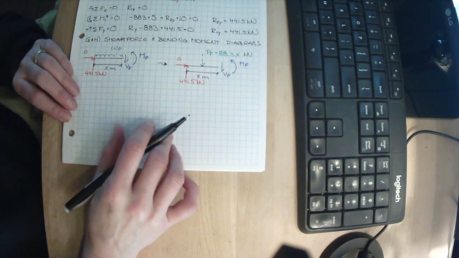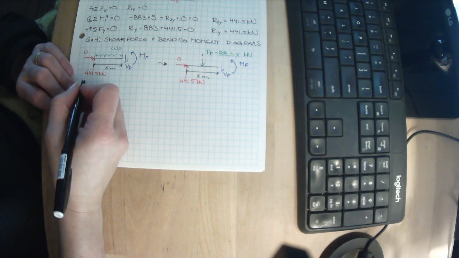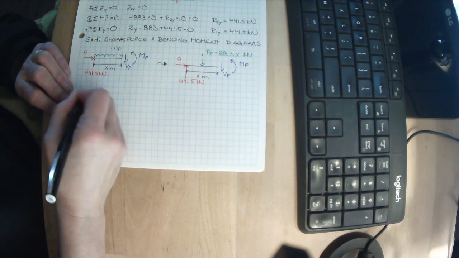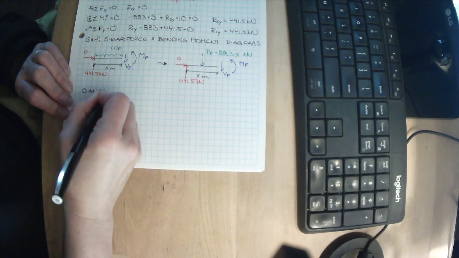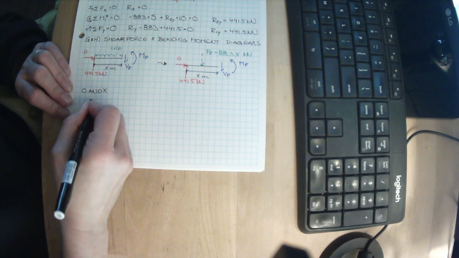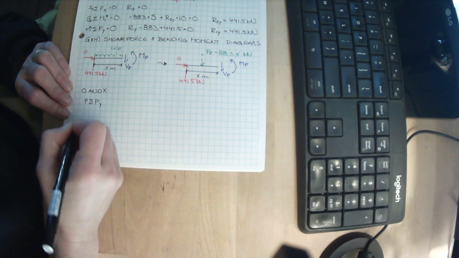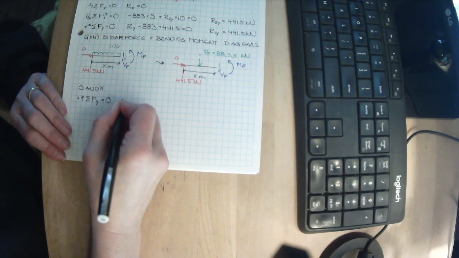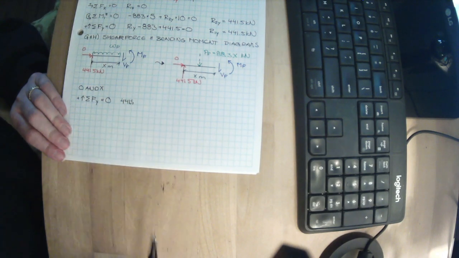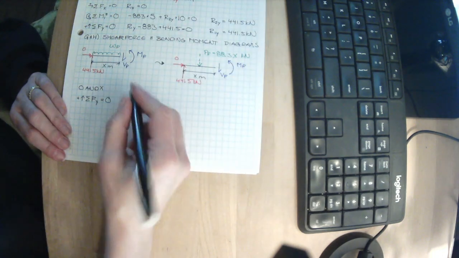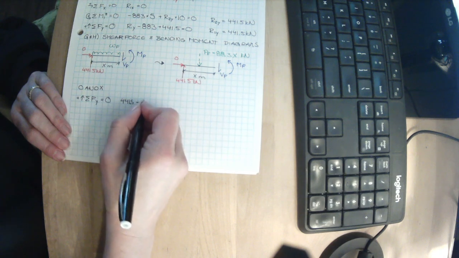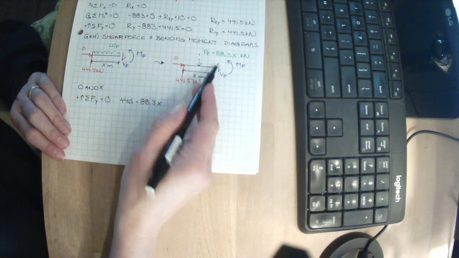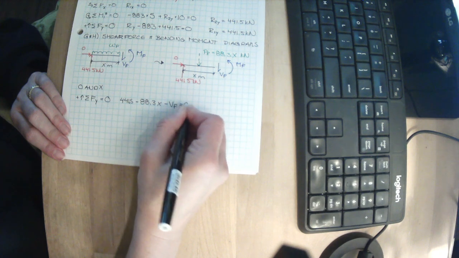Okay, let's start using our equations. So between 0 and x, let's sum our forces in the y direction. Everything upwards is positive. We've got 441.5 kilonewtons going upwards. Downwards, which is a negative, we have 88.3x. So that's our force, 88.3x. And also going downwards, we have VF.